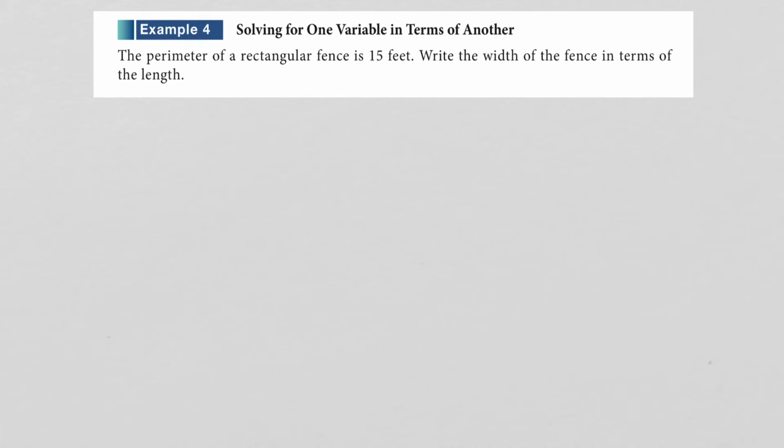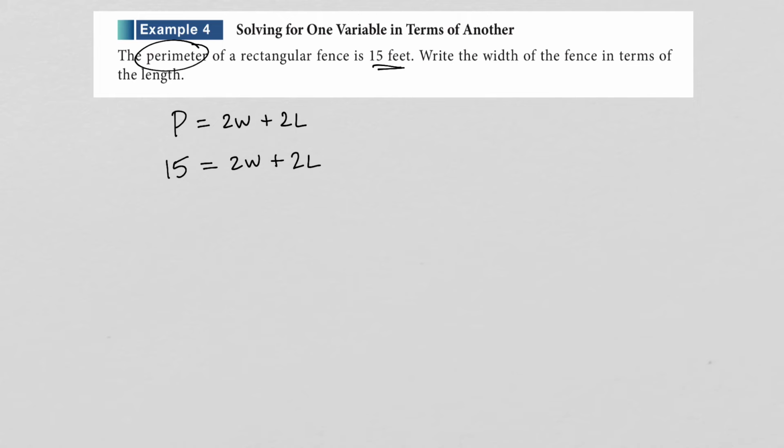In the next example, we're going to look at solving for one variable in terms of another variable. So here it says the perimeter of a rectangular fence is 15 feet. Write the width of the fence in terms of the length. So what we really need to know here is that the perimeter of a rectangle is equal to 2 times the width plus 2 times the length. And in this problem, they tell us the perimeter is 15 feet. So we have 15 is equal to 2 times the width plus 2 times the length.